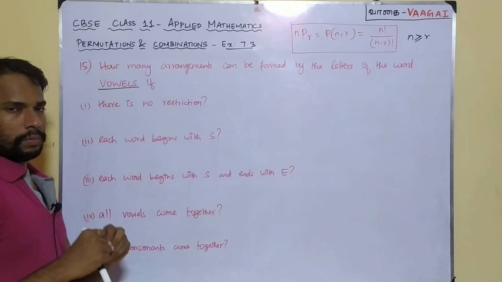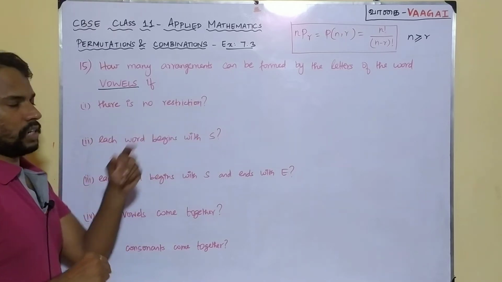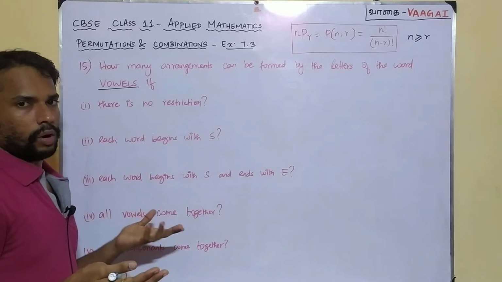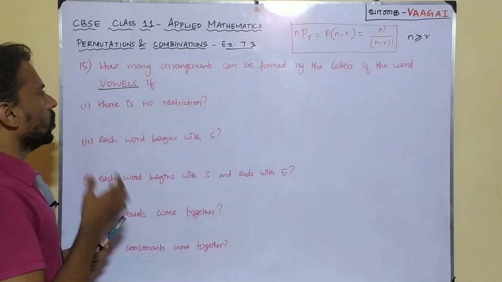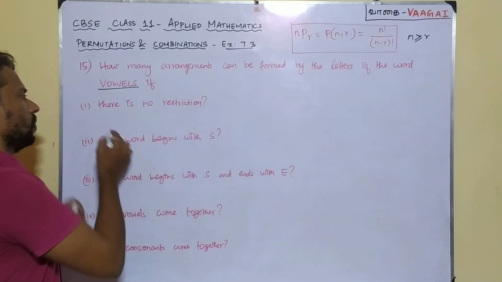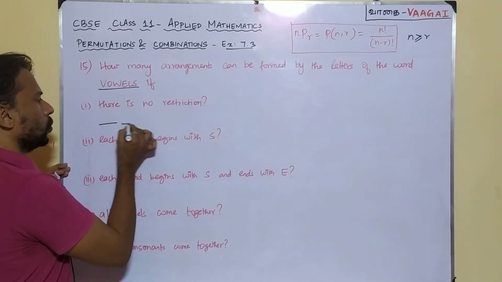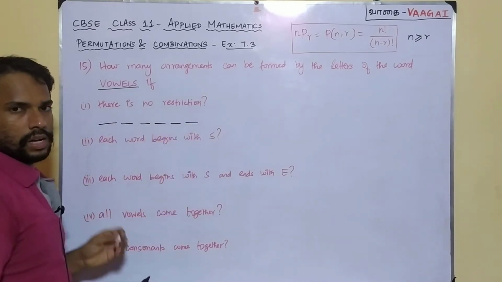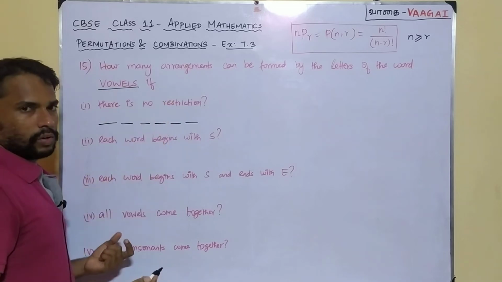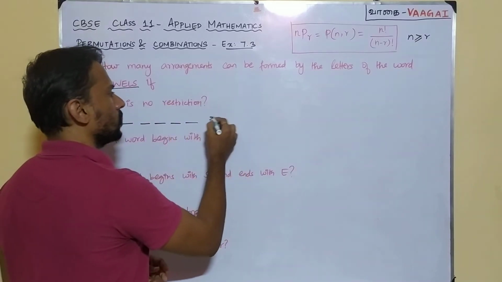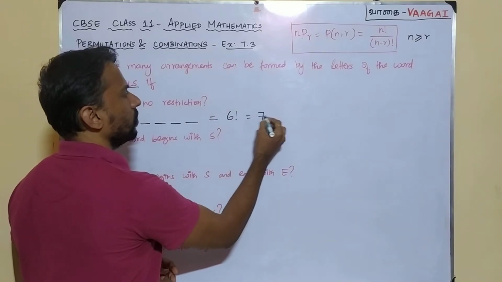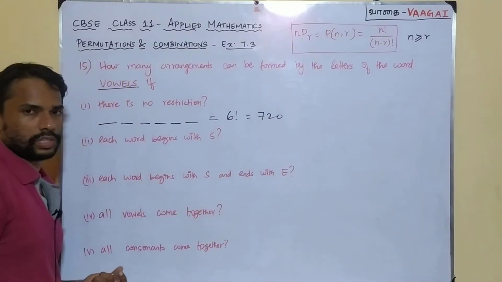Coming to the first subdivision, without any restriction, in how many ways can we arrange these letters? If there is no restriction, we have 6 slots, 1, 2, 3, 4, 5, 6, and 6 letters to place. So we will have 6 5 4 3 2 1 ways. That means the answer is 6 factorial, which is 720. That's it. This is the answer for your first subdivision.